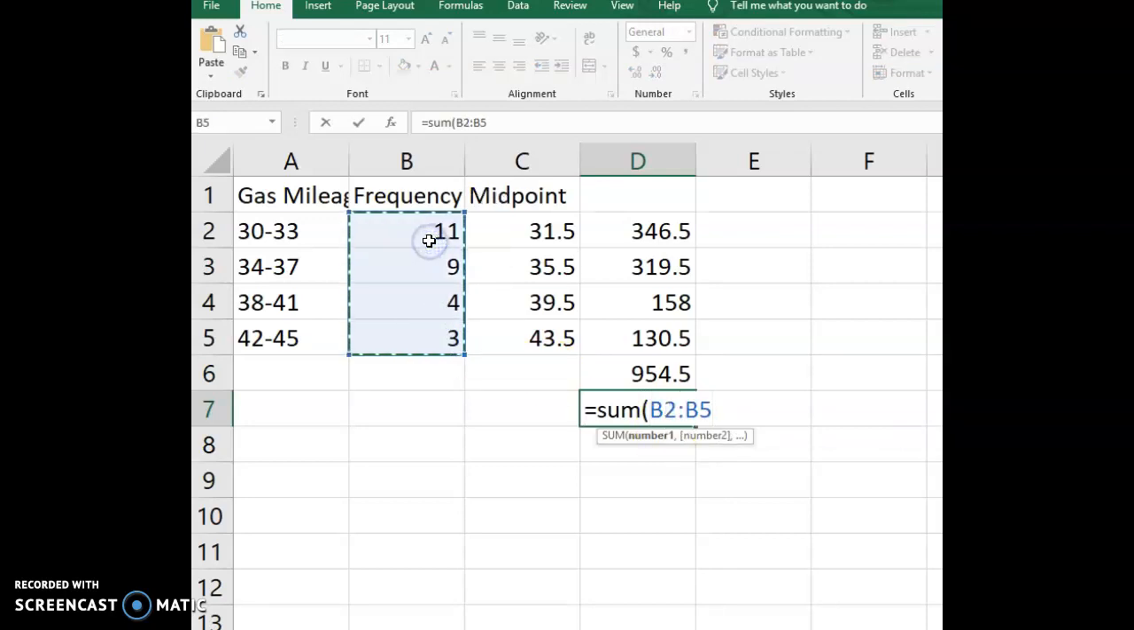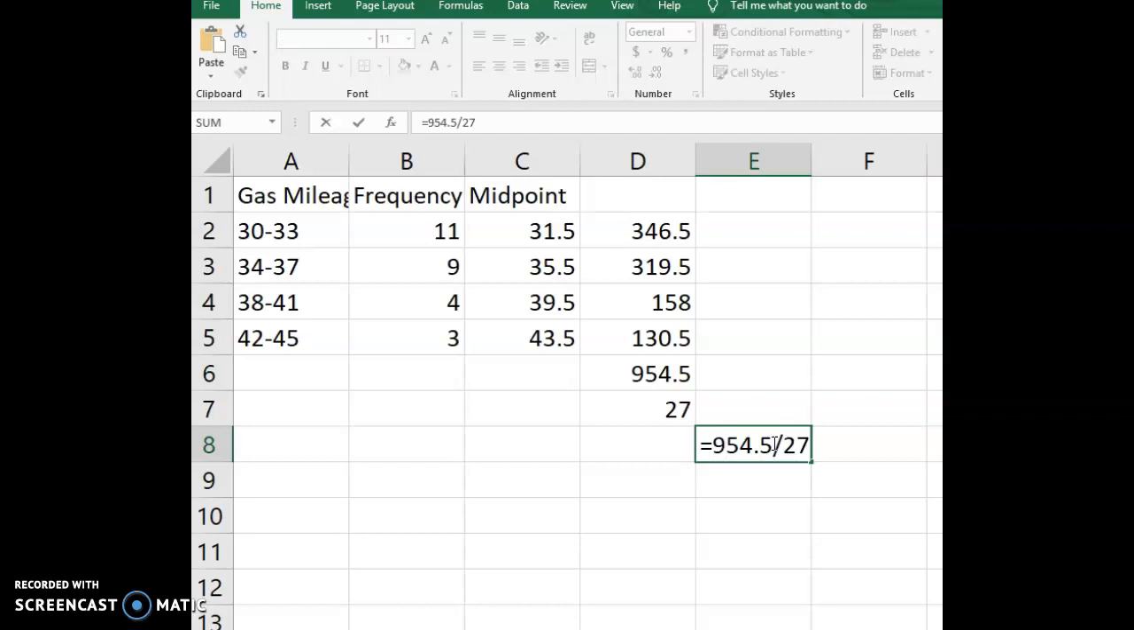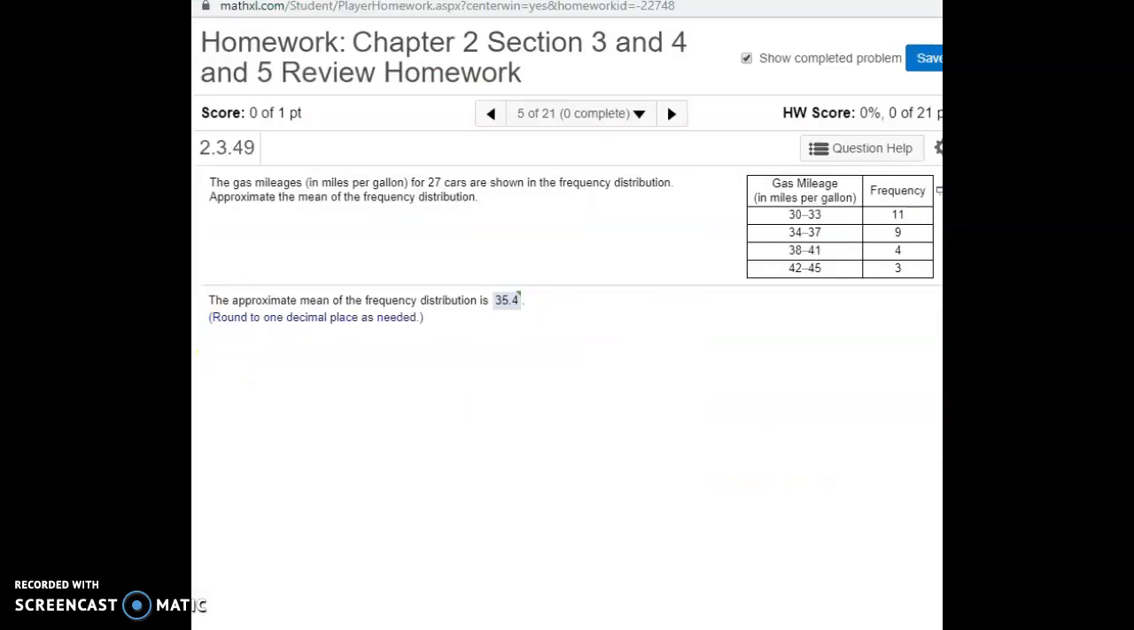So add the frequencies for all the classes together. The total amount of data was 27. And so we want to do that division there to get our final answer. 954.5. We're dividing it by 27 for our solution. And when you enter your answer, make sure you round to the correct number of decimal places that are indicated.